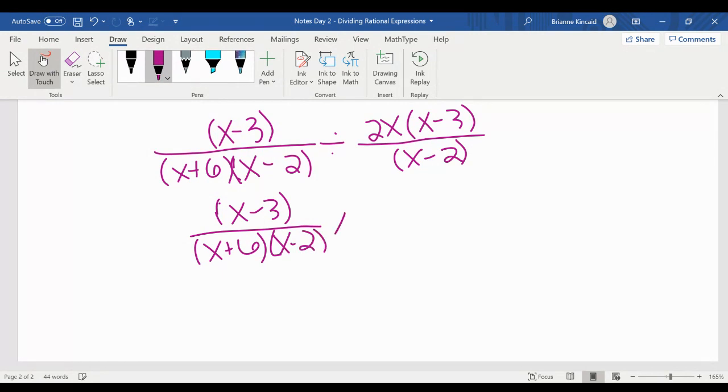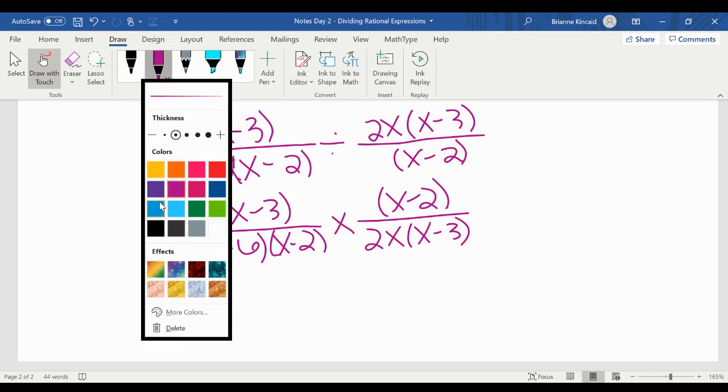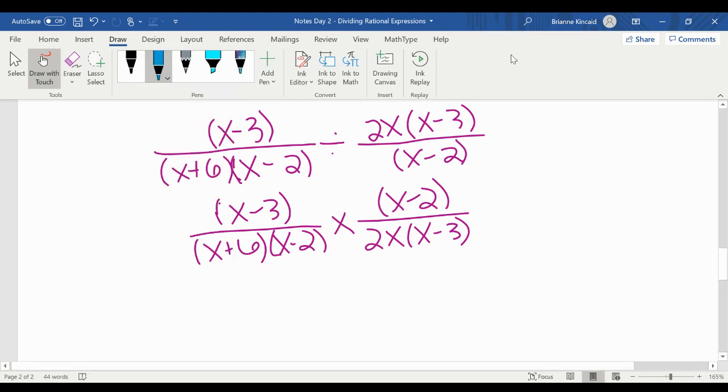I change to multiplication, and I flip the second fraction. So x minus 2 is on top, and then 2x times x minus 3 is on the bottom. Once you're at the multiplication stage, you can go ahead and make this just one fraction. I'm going to draw my fraction bar across. This becomes one single fraction.